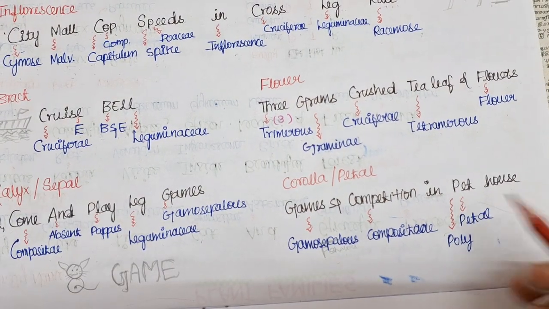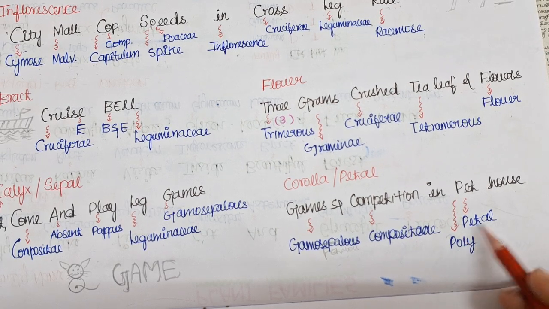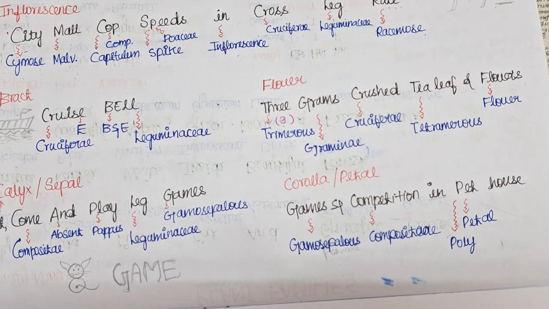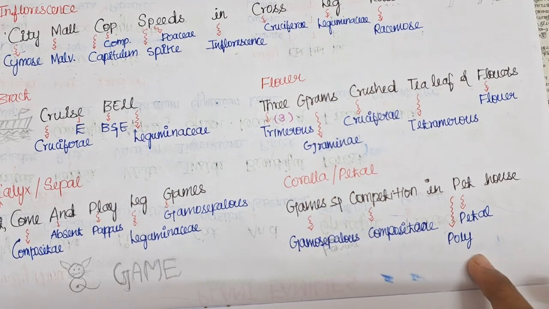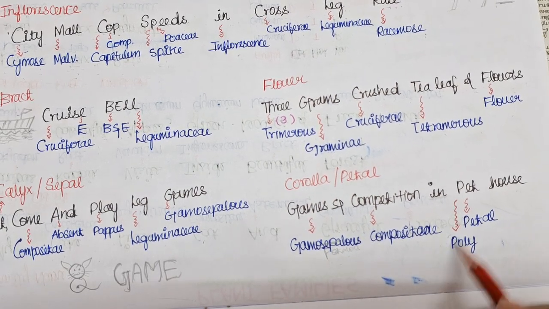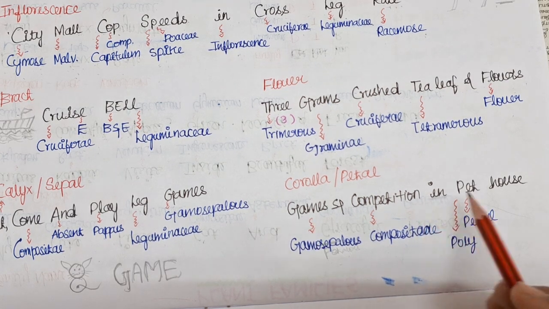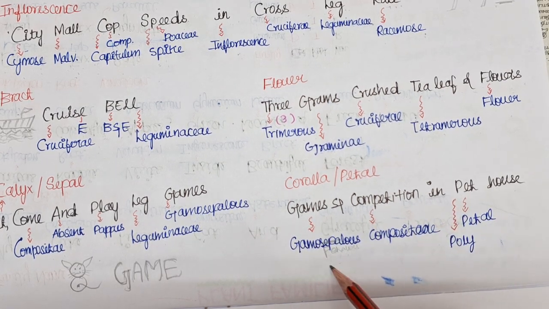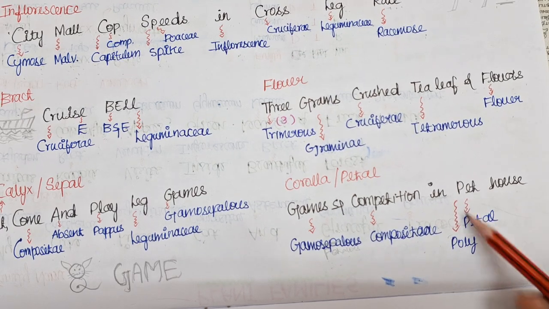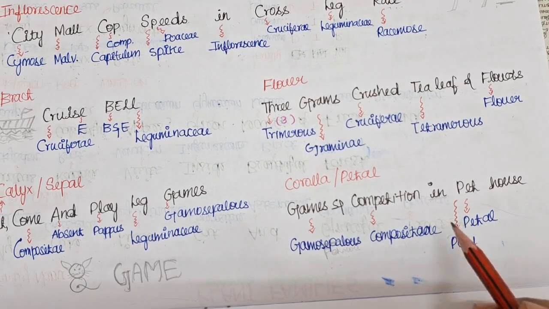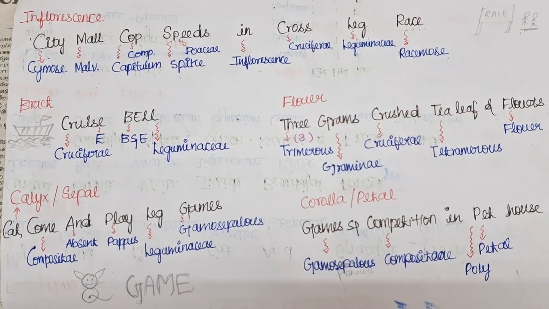So pet means petal, and also this P stands for poly. Polypetals. Okay, because only 2 types we are having in the petal. One is gamopetalous, one is polypetalous. Gamopetalous, composite, and other remaining families of polypetalous. You can answer this as well. So games and competition in pet house. Games gamopetalous, competition composite. Pet means petal as well as polypetalous. Okay, polypetalous. Are we clear with this short tricks?